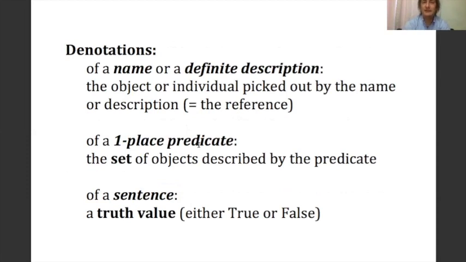So what are the denotations? Well, the denotation of a name or of a definite description is the object or individual picked out by the name. The denotation of a one-place predicate is a set of objects described by the predicate. And the denotation of a sentence is a truth value. We've already seen those, okay?